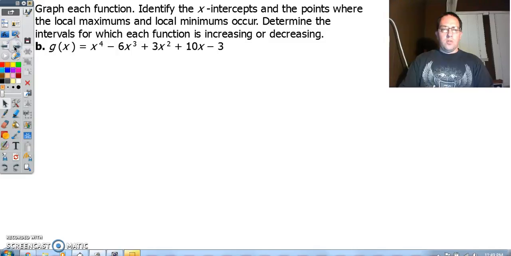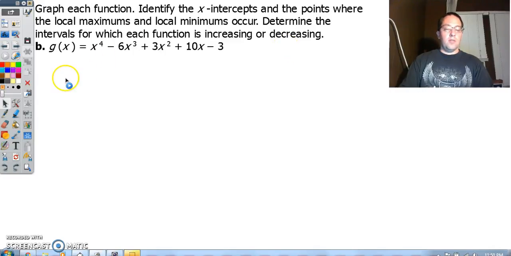So I want you all to do one on your own. This one's going to be a bit more complicated. Real quickly, how many turning points could this function have? 3. Right? 4 minus 1. So it could have 4 turning points, could have 4 zeros. So I'm going to do this all in the graph. Just graph the equation, calculate the x-intercepts, calculate the maximums, calculate the minimums, and then where is the function increasing or decreasing. So pause the video and work this out and then come back.